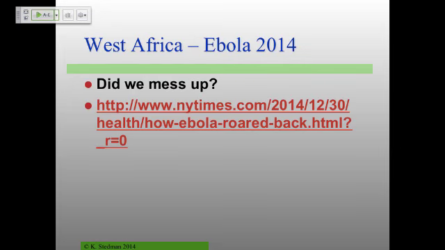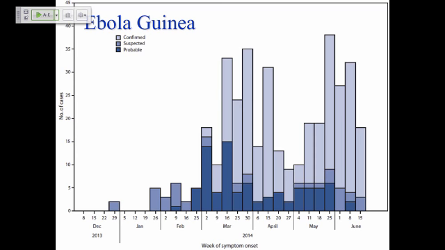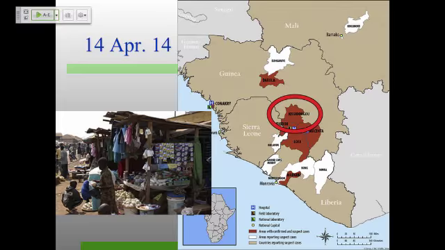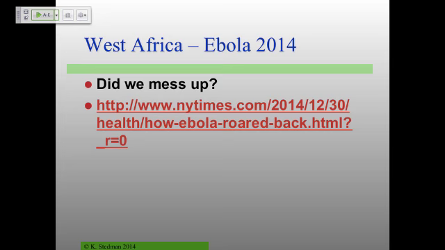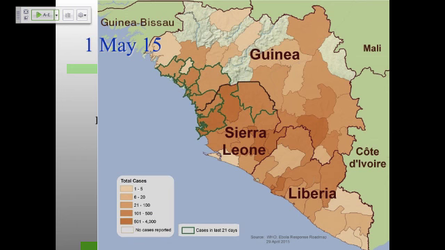So I showed you here what it did look like. Oops, here we are. And now, almost exactly a year later, this is what the case looks like. So between 500 and 4,000 cases, those are the really dark ones here, has spread from Guinea, Sierra Leone, Liberia.